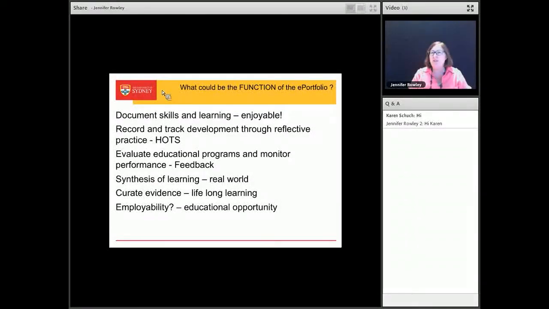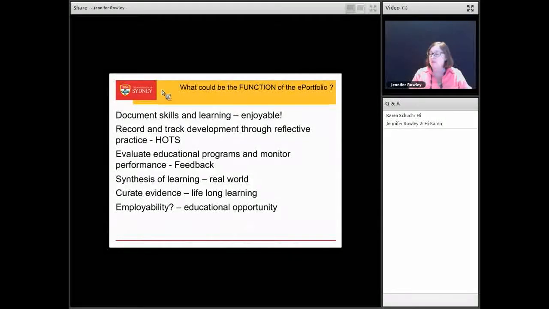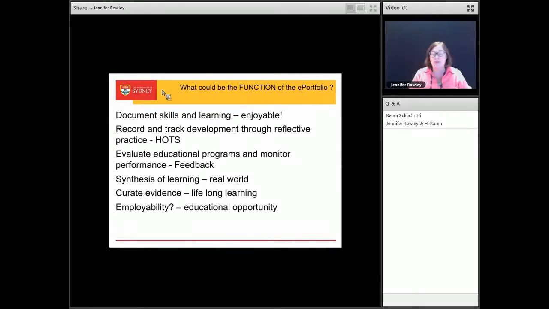So a function of the ePortfolio could be documenting skills and learning, and that seems to be, as a showcase ePortfolio product, that's how we've used it here. Now, our students report to us that it's enjoyable. And they report that it's enjoyable because we set specific tasks where we ask them to record and track their development through what we call reflective practice.